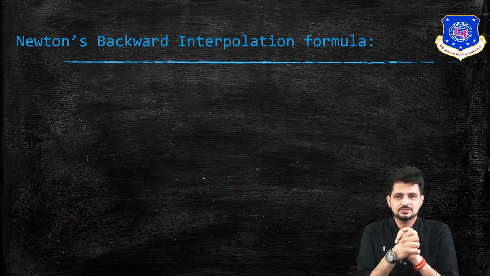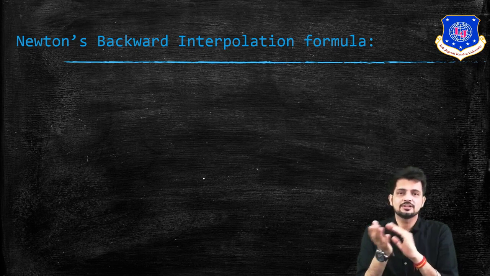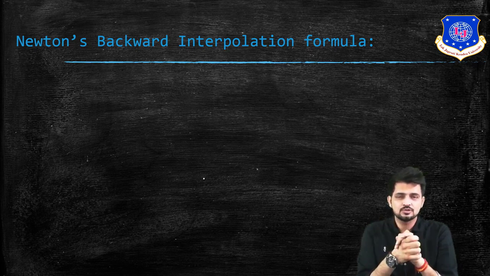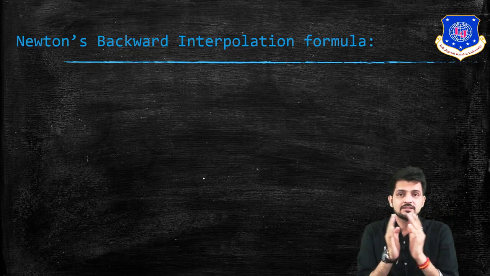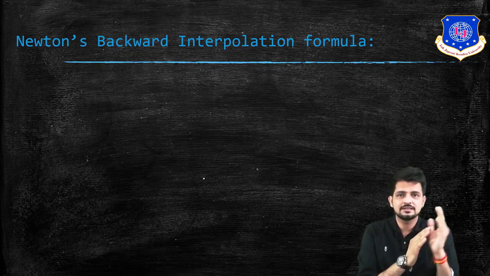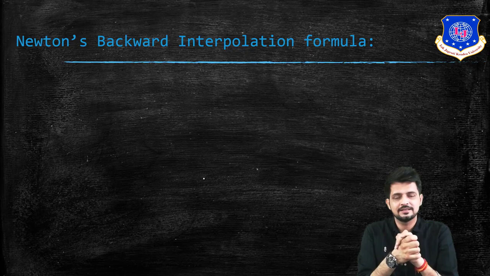Okay, let us derive the interpolation formula for Newton's backward. Newton's backward is also one type of interpolation with equal intervals, because the difference in the values of x is the same, so it is also known as the equal interval method. This is the second type of equal interval method. The first one was Newton's forward and the second one is Newton's backward.